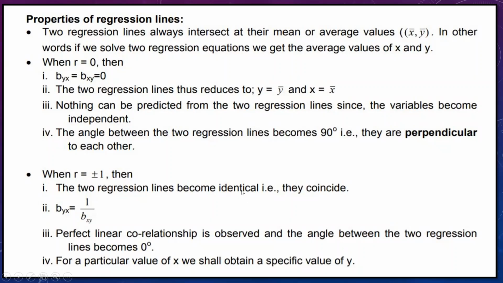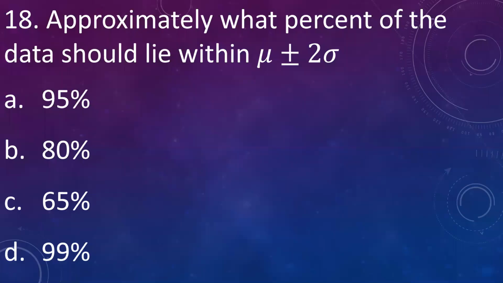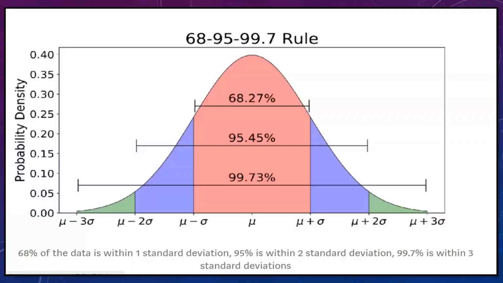Then approximately what percent of data should lie within mu plus or minus 2 sigma, that is mean plus or minus 2 times standard deviation? A 95%, B 80%, C 65%, D 99%. Answer is 95%. Here you can see in the graph the data.